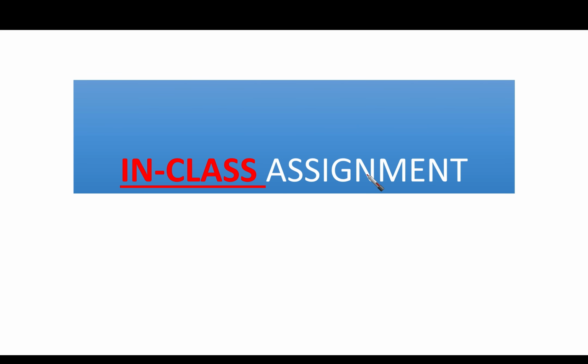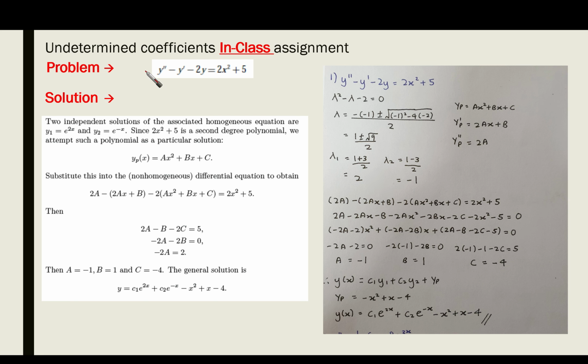and see the solution. Okay, so now look only at this part, which is the problem: y double prime minus y prime minus 2y equals 2x squared plus 5. This is a polynomial function, so you can start your solution based on it. Okay, stop the video and solve this equation and then come back again to the video. I hope that you do this.